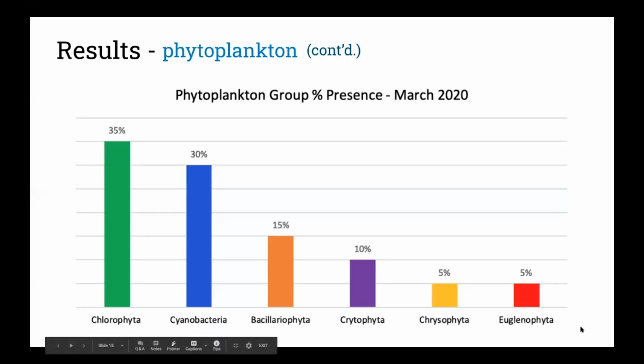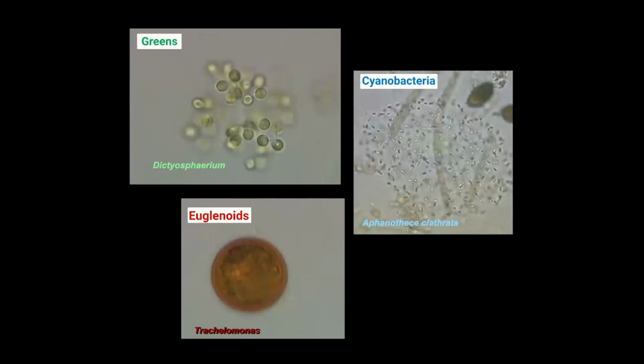All right, and then finally, things begin to shift in March with the onset of spring. The greens are around the same relative abundance as the cyanobacteria, and then of course the next highest is the diatoms. And here's just some more pictures. This was a cute chlorophyte Dictyosphaerium that we saw. We saw some cyanobacteria. And then I threw in this picture of this Trachelomonas, which is a euglenoid, just to represent some of the other groups that we saw.